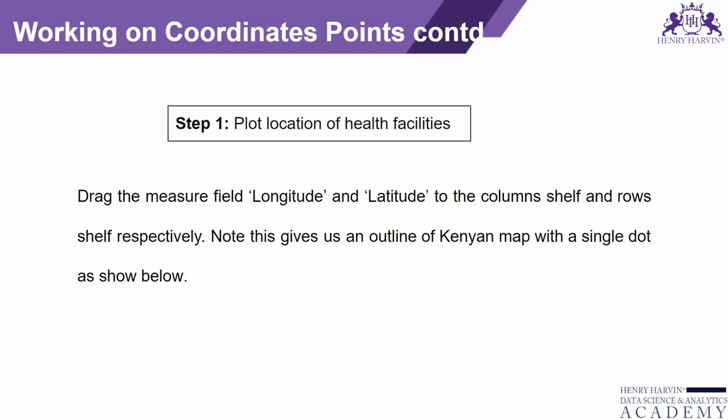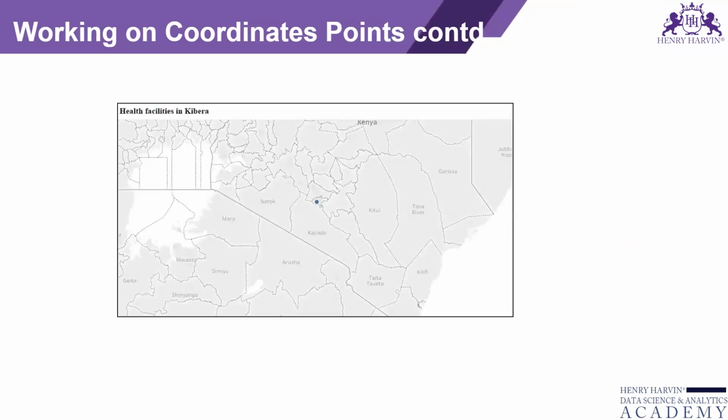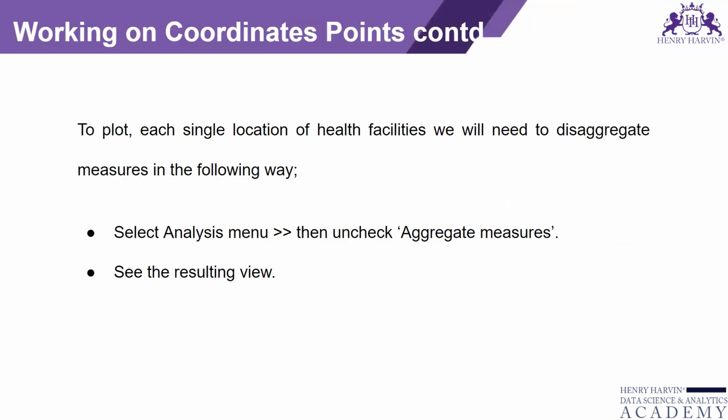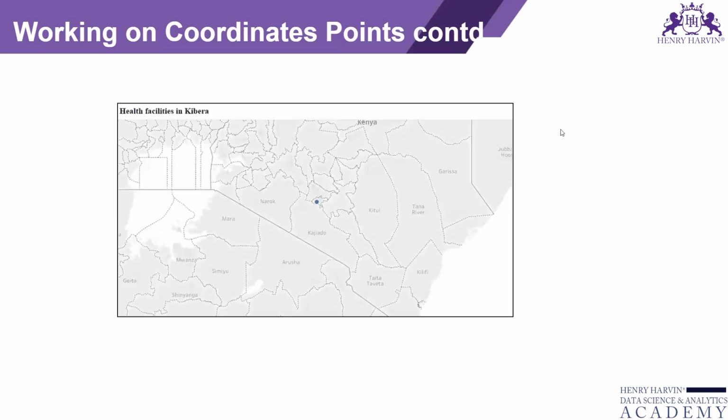Note that this gives an outline of the Kenyan map. Okay. So if you just drag and drop the latitude and longitude across the map, you will get just a single point. That point will denote only the map of Kenya on the world map. Now you have to go there and uncheck the aggregate measures. This operation will be done if you have latitude and longitude given in your data set, and then you drag and drop to get the visualization, you will get this aggregation.